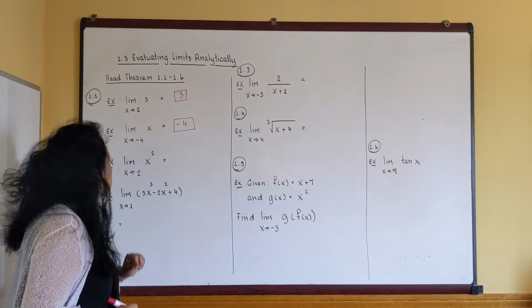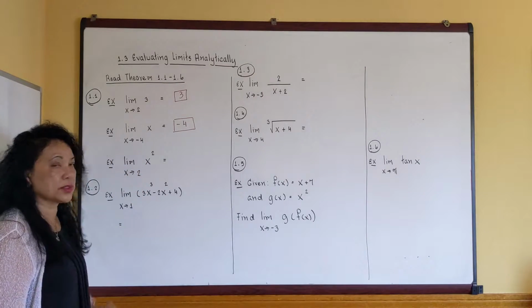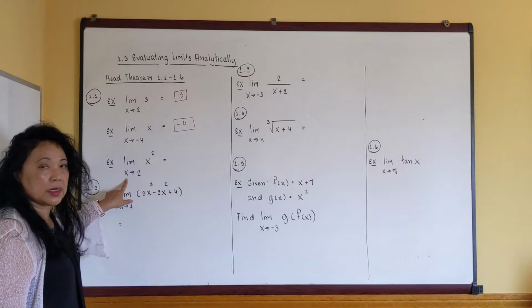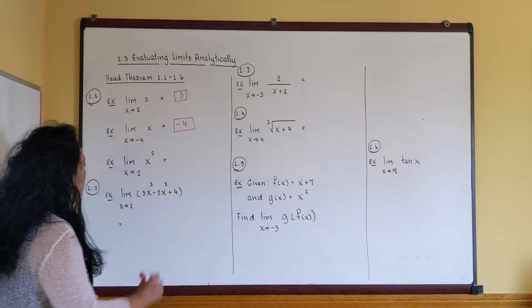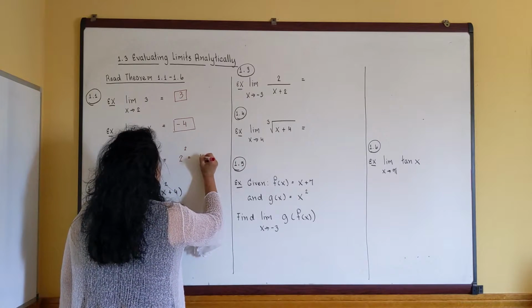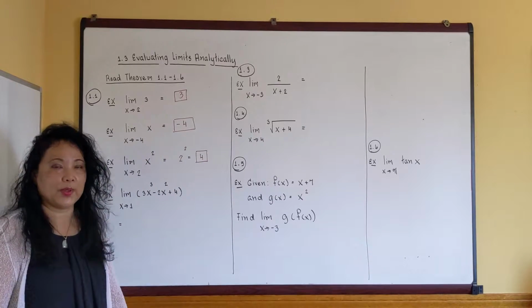The third one is still in theorem 1.1. I have a function x squared. Again, I can do direct substitution. I'm going to substitute 2 for x, so I'm going to have 2 squared, which is 4. So that is theorem 1.1.